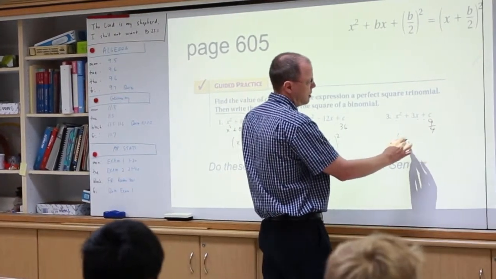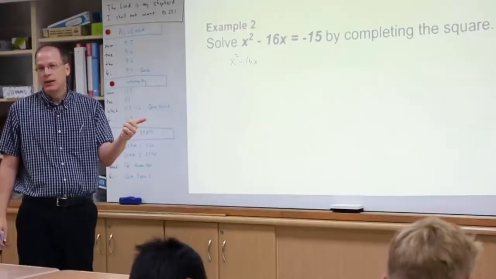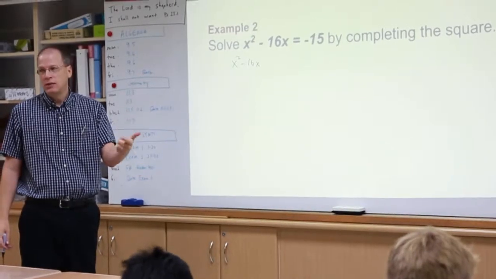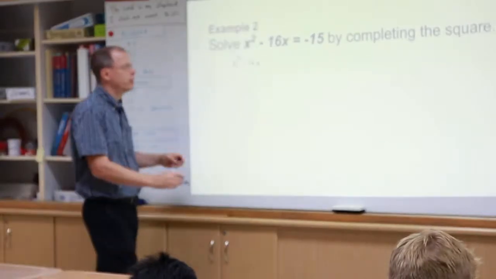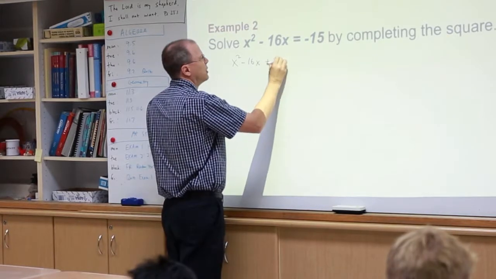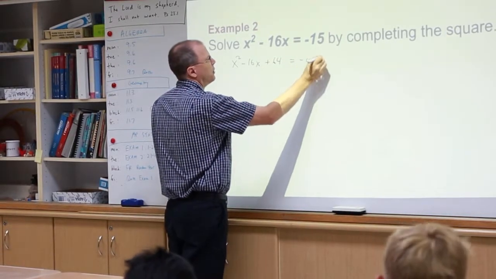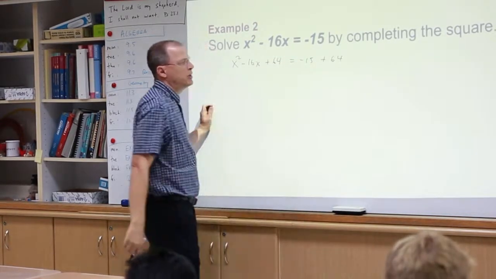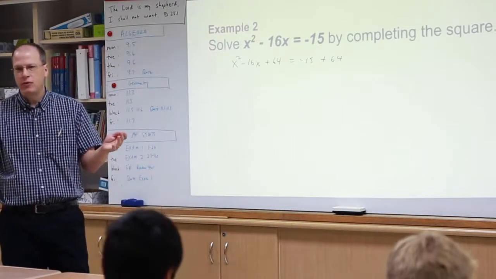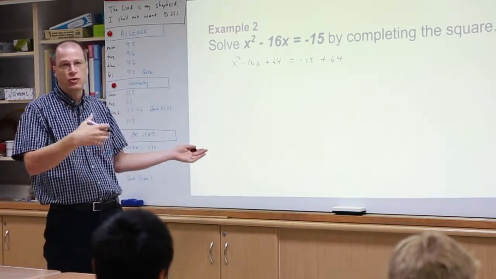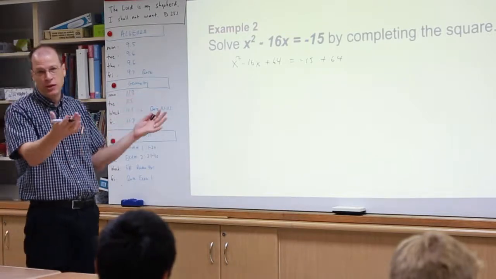x plus 3/2. Yeah. 8 squared would be 64. So we'll put 64 there. So add 64. But we have to add 64 to both sides of the equation to make it balance, right? So add 64 to the left, add 64 to the right. That keeps a balanced equation.